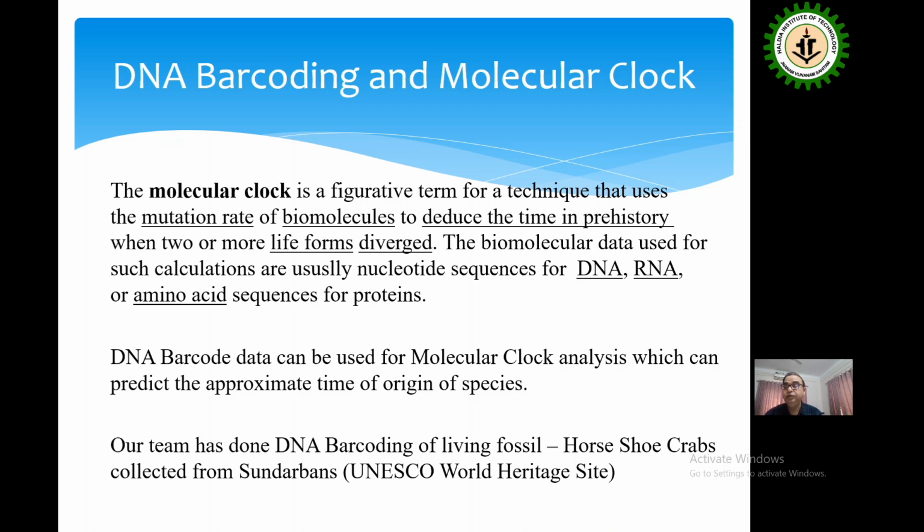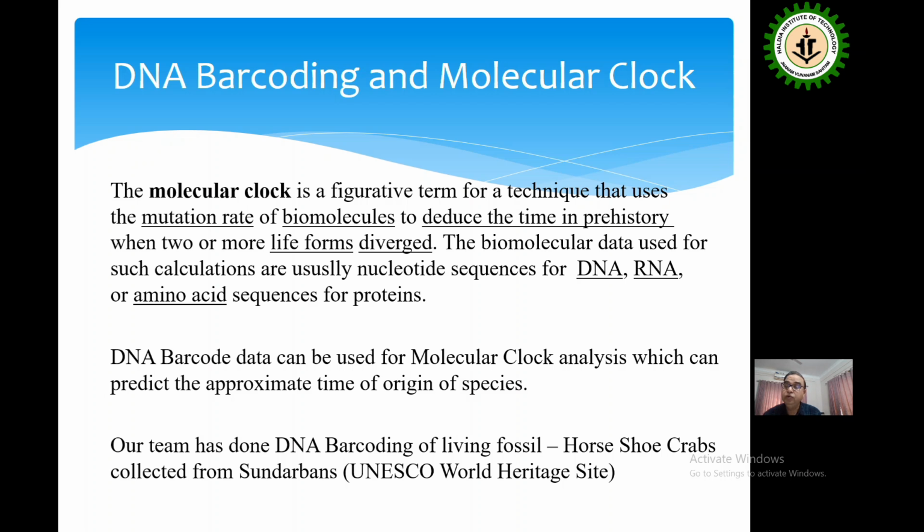the particular species. So this is a very good tool nowadays to predict the approximate time of origin of that particular species. Our team has done DNA barcoding of a living fossil, the horseshoe crab. In Bengali we call it Jibanto Jivasho, collected from Sundarbans, UNESCO World Heritage Site.